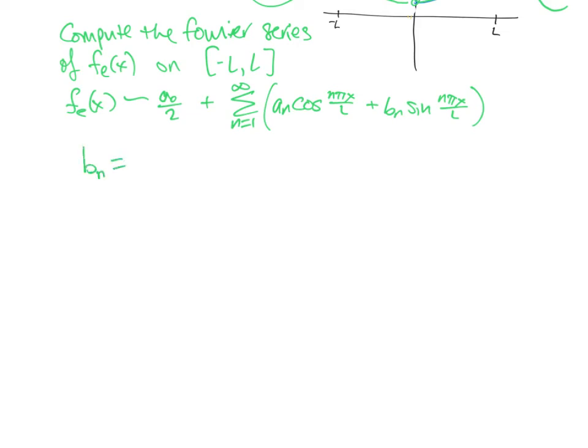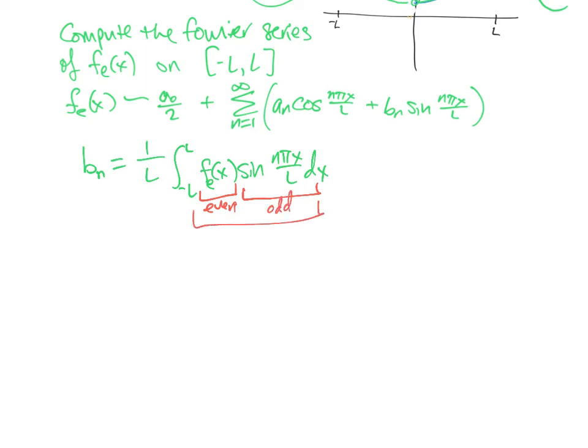So b n are given as 1 over L, the integral from negative L to L, f of x sine n pi x over L dx. And of course, first of all, this should be fe, and fe is even, sine is odd, and so the product is odd. And an odd function integrated from negative L to L is 0, just like we expect.